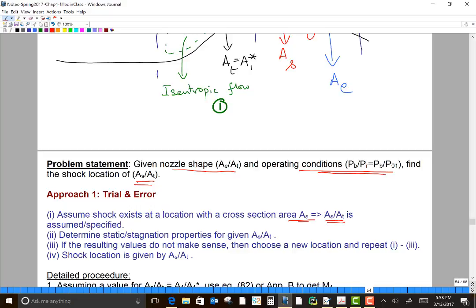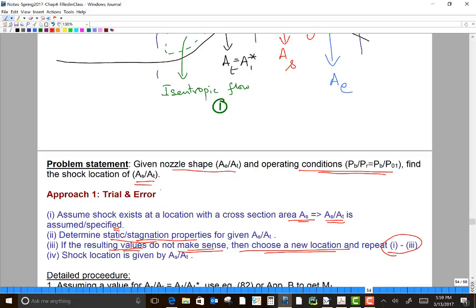It is assumed and specified. So you start with the initial guess, and then, imagining a shock is existing at that location, you solve for static and stagnation properties for that given value of AS by AT. That is, what is the back pressure? If a shock exists at a certain location, then what is the corresponding back pressure or the exit plane pressure? And if the resulting value of the exit plane pressure does not match the corresponding value of the back pressure, then we have to move the shock either to the left or the right to adjust its position so that the back pressure values are matched. So then we'll choose a new location of the shock and repeat steps 1 to 3.